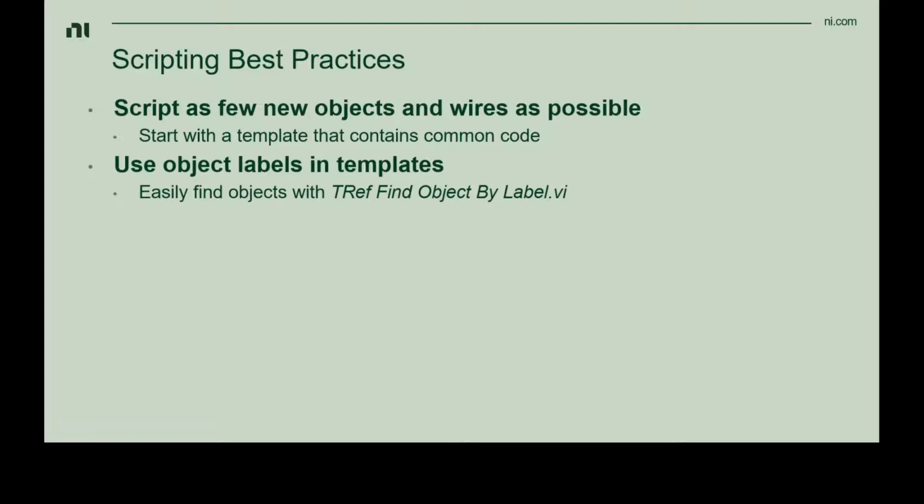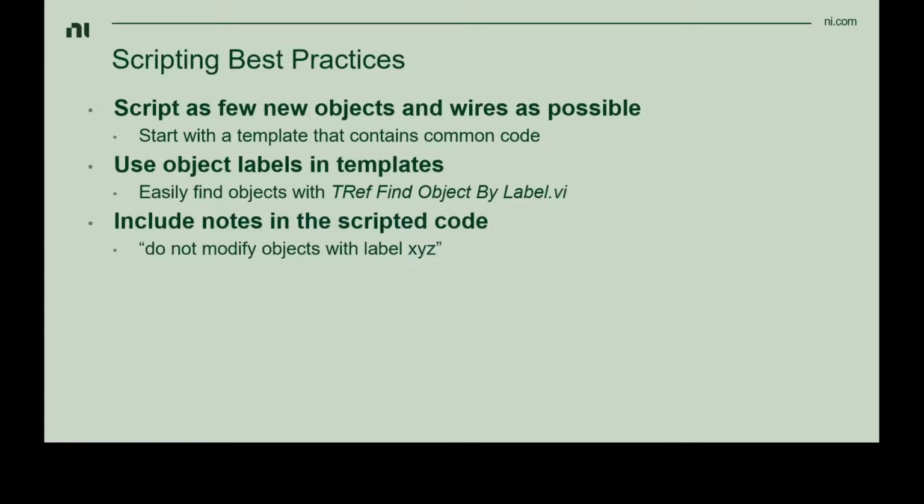Also, if you can, use labels on things on the block diagram or the front panel to identify them for your scripting tools. Again, this is where the tref find object by label VI comes in real handy because it's the easiest way to identify objects by their label. And similarly, if you've got generated code that users are going to be looking at, you're going to want to have documentation in there that says, hey, this is generated code. Don't mess with these labels. We might need these labels later.